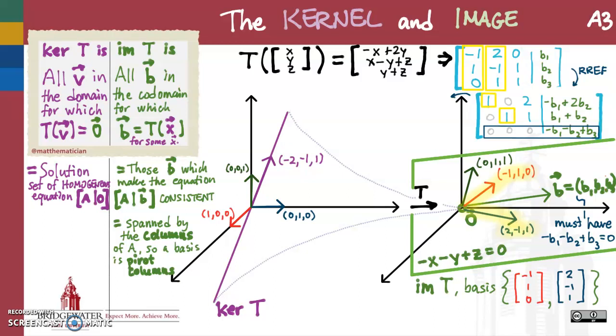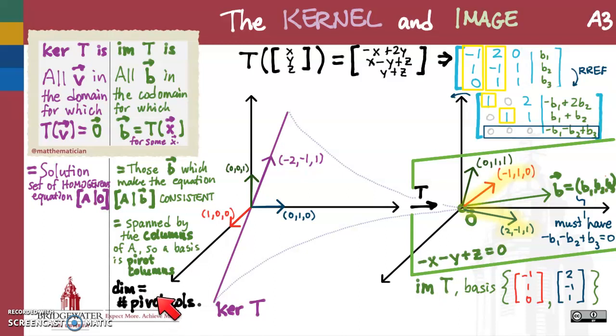So to wrap this up, we can also notice one more thing about a relationship between the kernel and the image. The dimension of the image of a linear transformation is just going to be the same as the number of pivot columns. After all, that's where we got our basis from. The basis was the pivot columns of the original matrix. And so the number of pivot columns in the reduced row echelon form is going to be the same as the number of vectors in my basis, and therefore it's going to be the same as the dimension of the image. We call that dimension the rank of this linear transformation.